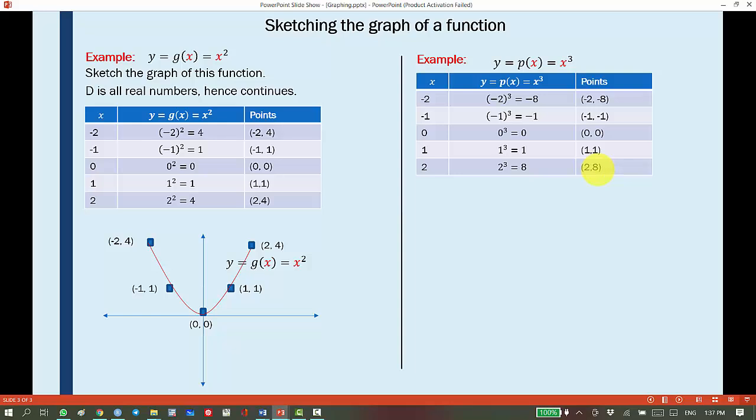Remember that we can choose more values for x and find more points, but in order to sketch the graph of this function, these 5 points are enough. Putting all those 5 points in the xy coordinates, we see that the first point is here, the second point is there, 0 and 0 is here, 1 and 1 is here, and 2 and 8 is there. And then we connect the points. As a result, we get a sketch of the graph of y is equal to p of x is equal to x to the power 3.